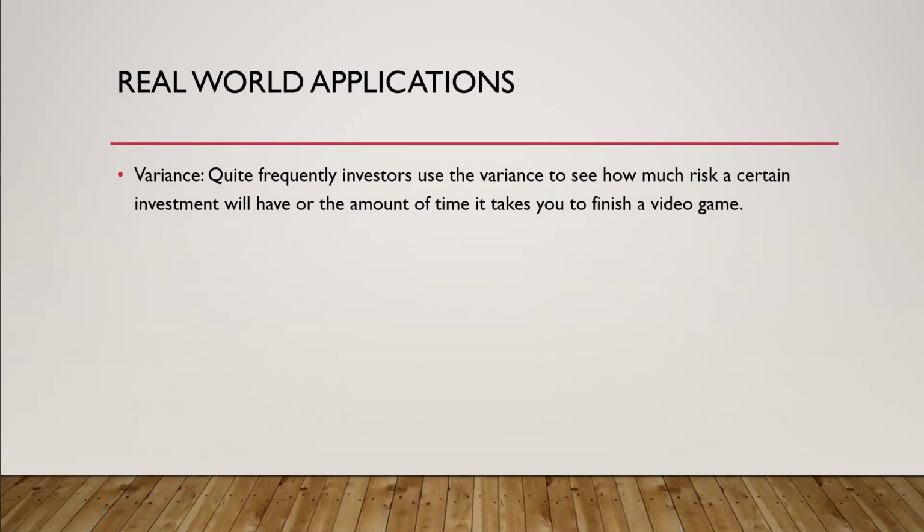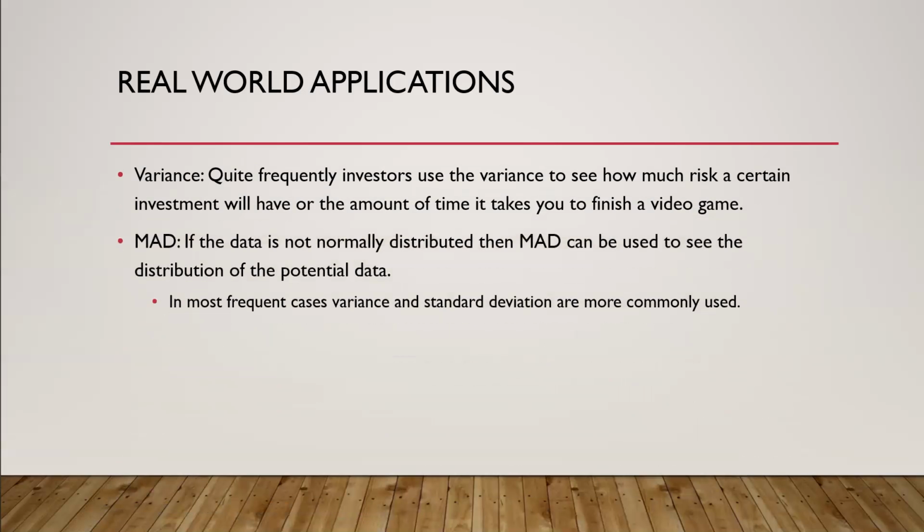The MAD, I had a bit more trouble with, but what I found is that if your data is not normally distributed, then the MAD can be used more frequently and should be used. But if you have a normal distribution, then the variance and standard deviation should be used. And I'm assuming that with MAD you can also do your own small calculations, like how long it would take you to finish a video game.